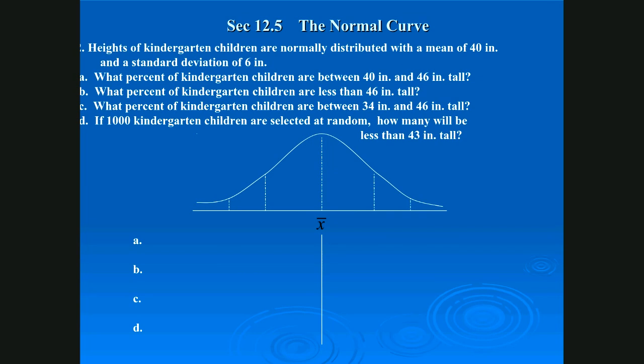Okay, so over here in this example, we're told that heights of kindergarten children are normally distributed with a mean of 40 inches and a standard deviation of 6 inches. So we know the mean is 40. Since the standard deviation is 6 inches, if we go one standard deviation above the mean, we add 6, we're at a height of 46 inches. If we go another standard deviation above the mean, we're going another 6 inches, we're at 52 inches. If we go 3 standard deviations above the mean, we add another 6 inches.